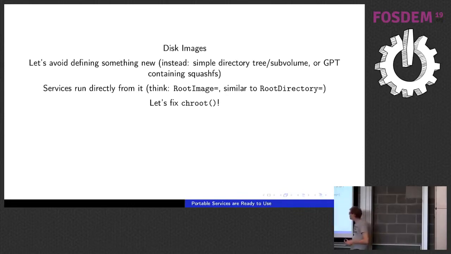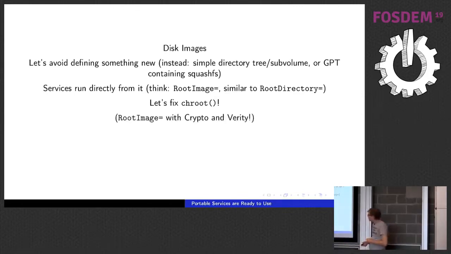But chroot has a couple of serious problems. For example, one of the bigger ones we'll talk about later on is /etc/passwd, because you kind of have to synchronize /etc/passwd on the host with the container. We'll talk about what we're doing in this area. What's interesting is that RootImage is where you specify a squashfs, or any kind of file system that the kernel mounts. RootDirectory is where you specify a directory.